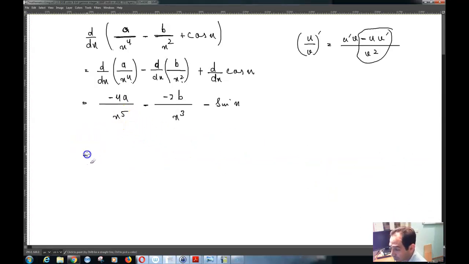So then you have basically negative 4a. Let me write it this way. You have negative 4a over x raised to the power 5 plus 2b over x raised to the power 3 minus sine x. So question number 10 is negative 4a over x raised to the power 5 plus 2b over x cubed minus sine x.